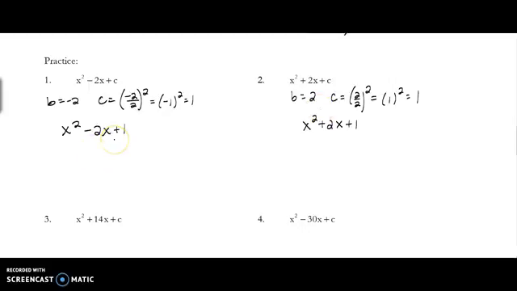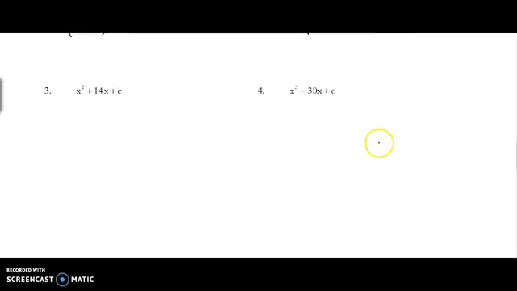These two problems, 1 and 2, are very, very similar. The only difference is that we have a negative here and an addition sign here. So it's going to change your answer just slightly. So after you find your c value is 1, your perfect square binomial would be x minus 1 squared. Over here, because it's positive, our plus sign, our perfect square binomial will be x plus 1 squared. So again, hit pause and try problems 3 and 4.